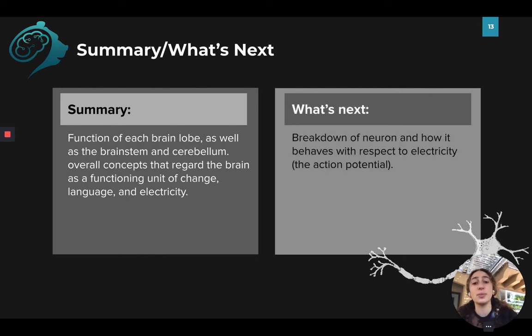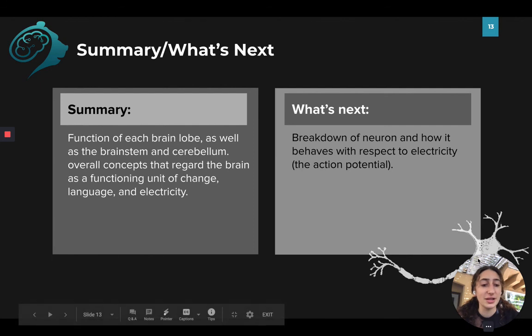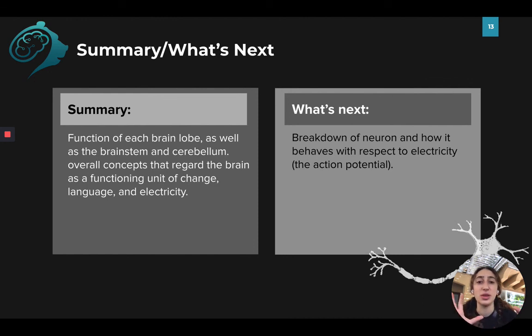Next lesson, we're going to break down the single component of the neuron and how it behaves with respect to electricity. So there's actually a neuron in the corner of the slide right here. We're going to take a look at how this neuron is categorized by its parts and how this plays into the entire role of electrical potentials.